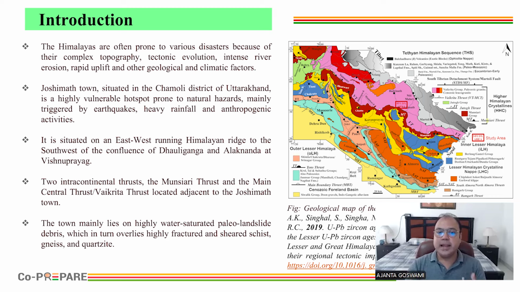The town mainly lies on highly water saturated paleo landslide debris, which in turn overlies highly fractured and sheared schist, gneiss, and quartzite. This has been discussed many times. You have seen it in many newspapers, or gone through the literature, where it has been reported that the town is located on highly water saturated paleo landslide debris.